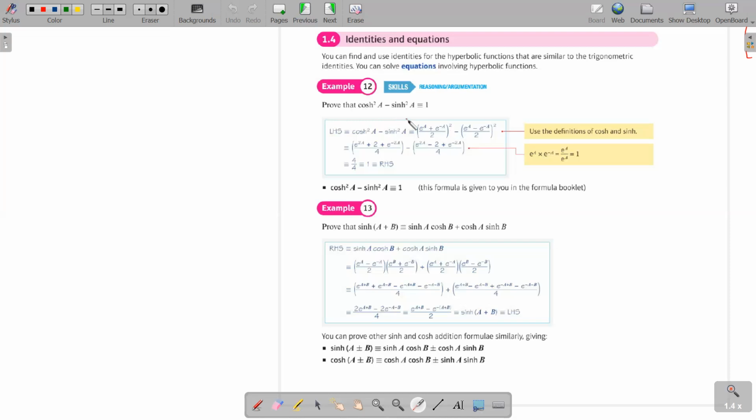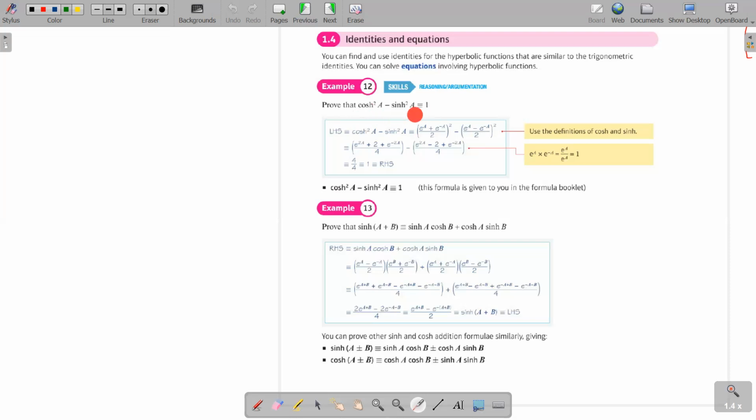So here they ask you to prove that cosh square A minus sinh square A is identical to 1. If you look at this, you can maybe recall the close trigonometric relationship. Do you recall that in trigonometric functions we had sine square plus cos square equal to 1? But in the hyperbolic case, the identity given here is slightly different: cosh square A minus sinh square A equals 1.